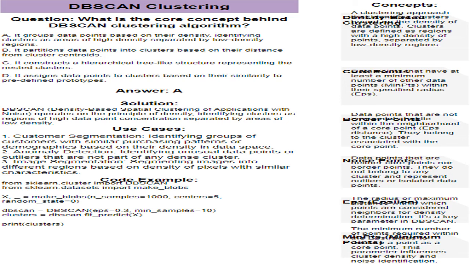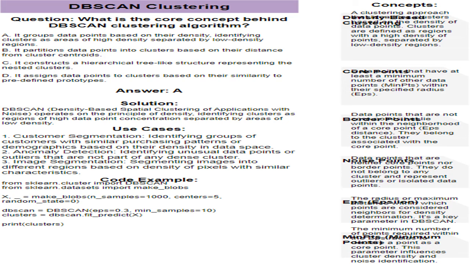Adjusting the size of customer segments based on the desired level of granularity, e.g., wider radius for broader segments, tighter radius for more specific segments. Controlling the sensitivity of anomaly detection by adjusting the distance threshold for identifying outliers. Optimizing image segmentation by fine-tuning the radius to capture different levels of detail.